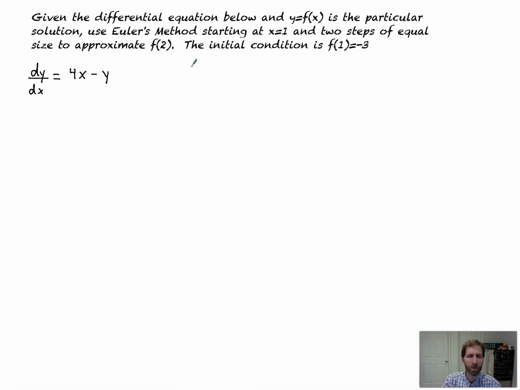So remember that Euler's method is the y value is approximately the initial y value, starting y value, plus the derivative at whatever point you're at, so that'd be x0 comma y0 or x comma y, times delta x. So first things first, we got to figure out delta x. We're told we're going to use 2 steps of equal size, and we're going from 1 to 2. So the overall width that we're examining here is 1, and that's 2 steps, and therefore delta x is equal to 1/2.